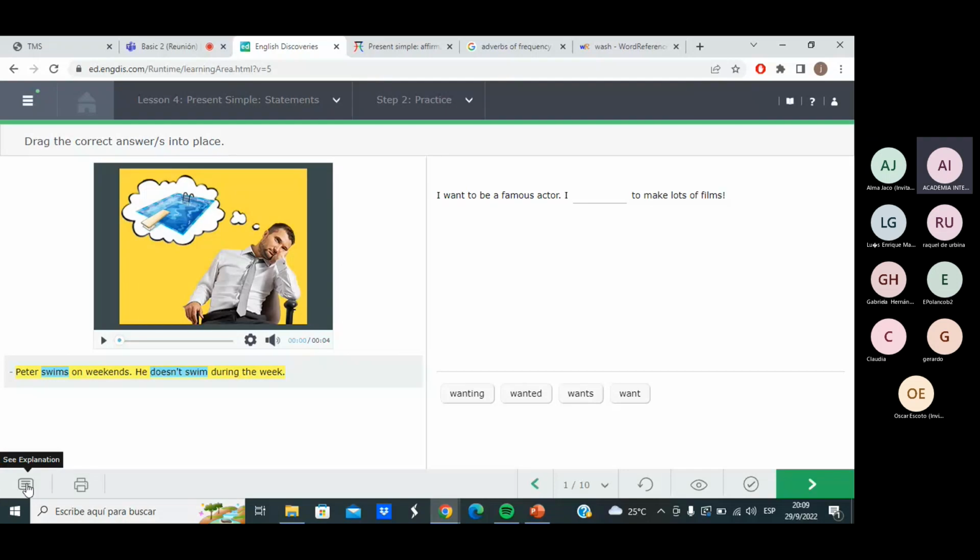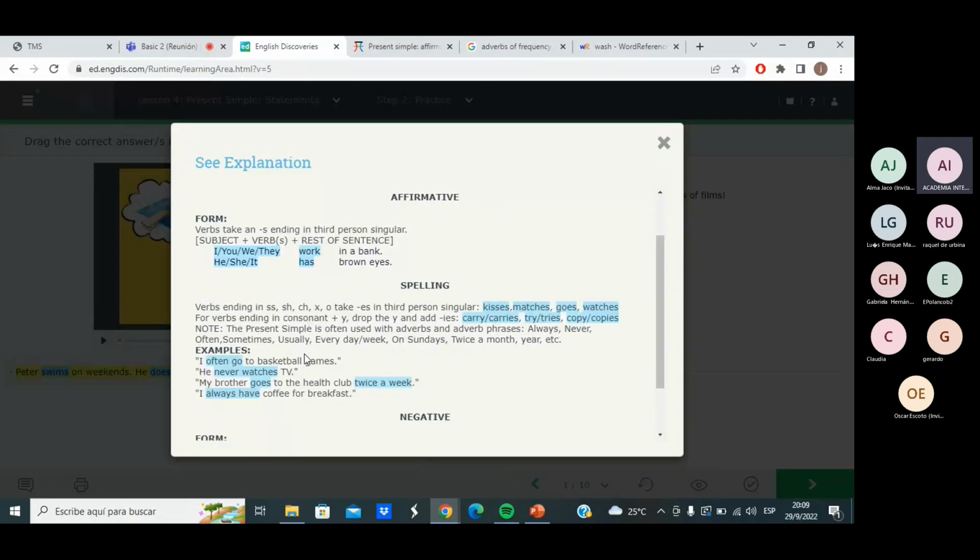Incluso acá está también esto de lo que les decía que quiero ver. Verb ending in S. Acá están los. Esto también. X, O, take ES in third person singular. Kisses, matches, goes, watches. Cuando termina en consonante más Y, carry, carries, try, tries, copy, copies. Lo que vimos.